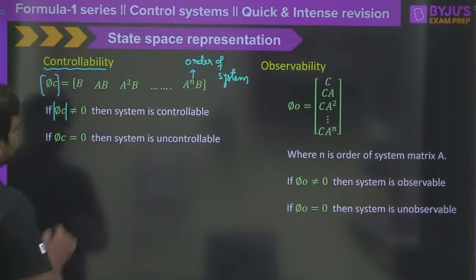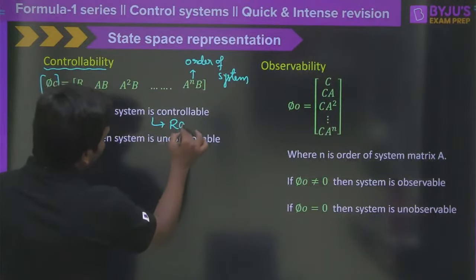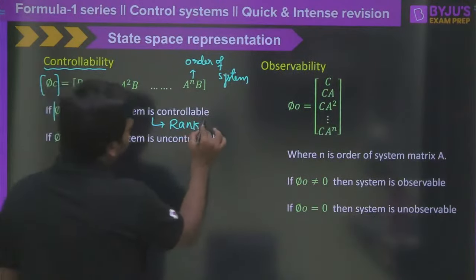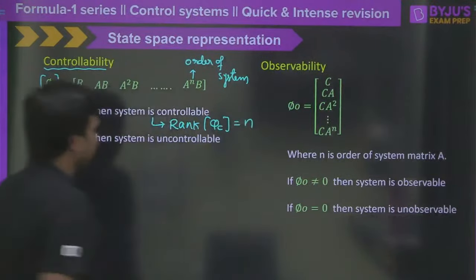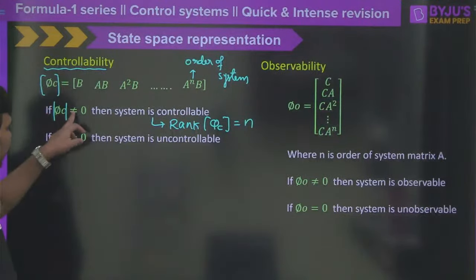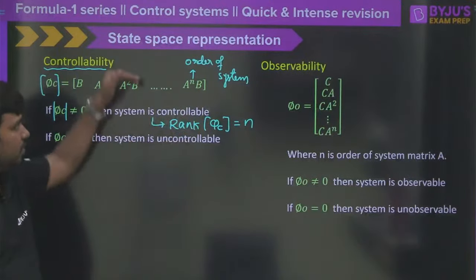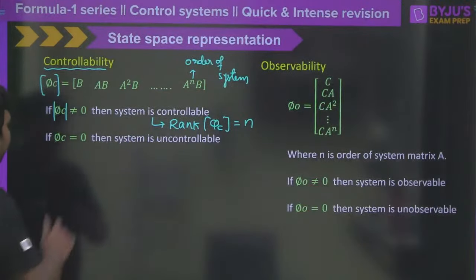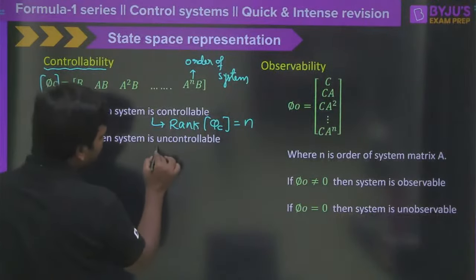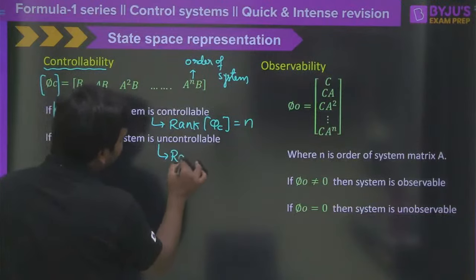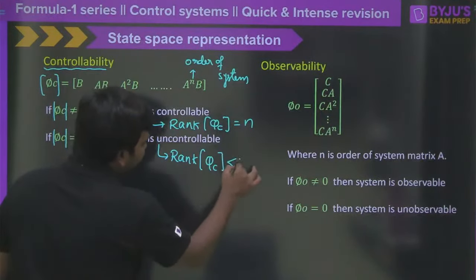is controllable. Why? Because if it happens, then I can say the rank of phi c matrix is equal to the order of the system. Correct? So that means if the determinant is not equal to 0, then the rank of the matrix is equal to the order of the system, then the system is controllable. And here, if at all the determinant of phi c is equal to 0, then the system is uncontrollable. It means that the rank of phi c, that means the controllability matrix, is less than n.